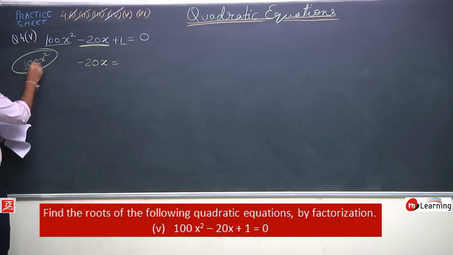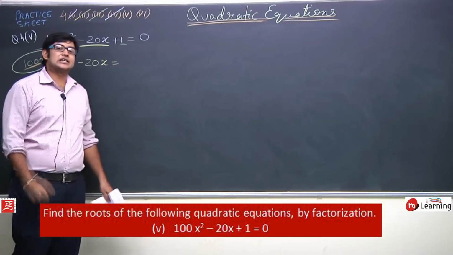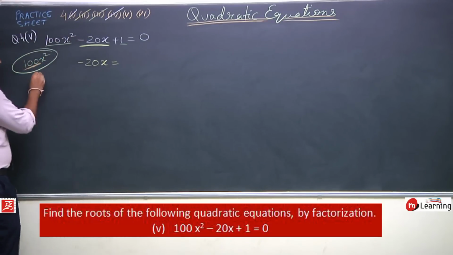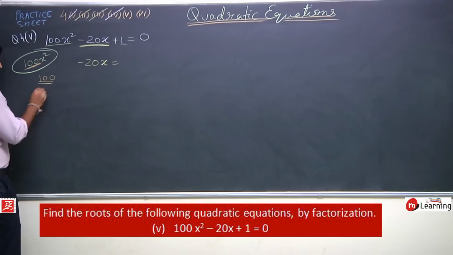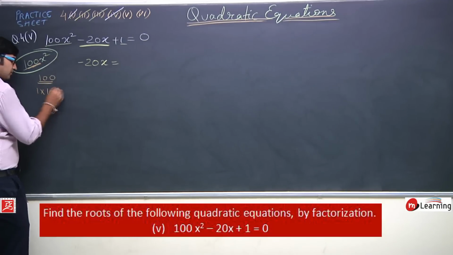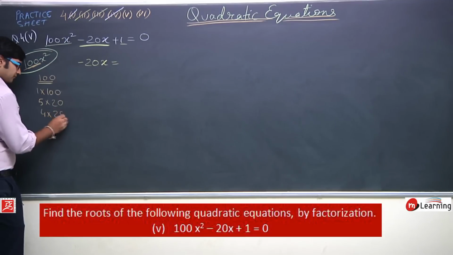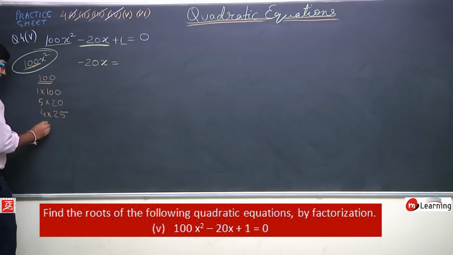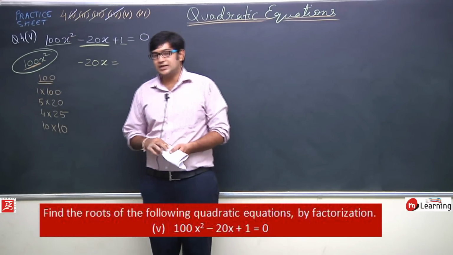How can we check them? We will find the factors of this 100. This 100 can be written as 1 into 100, or it can be written as 5 into 20, or it can be written as 4 into 25, or it can be written as 10 into 10. Okay, so we have four different factors of this 100.